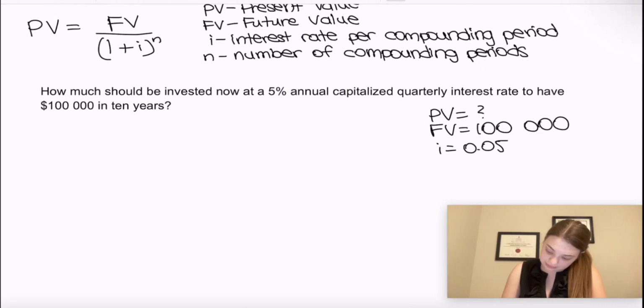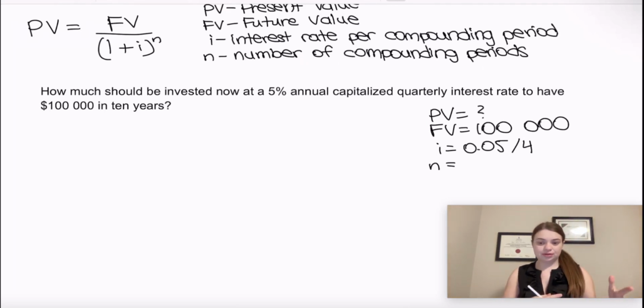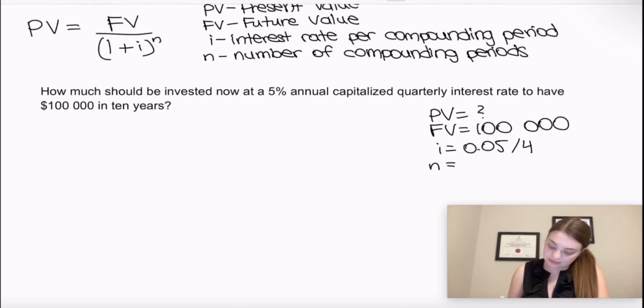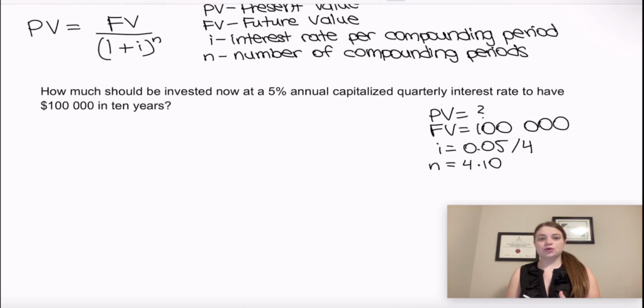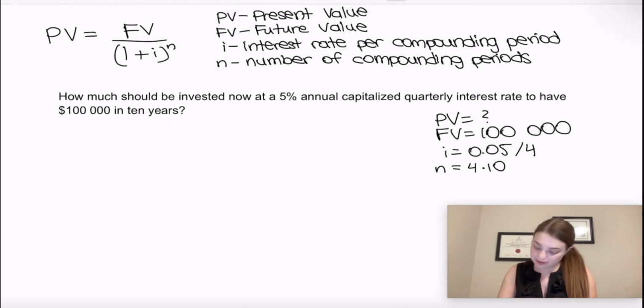And the number of compounding periods. Well, this is capitalized quarterly, so for the annual interest rate, we need to divide it by 4 because there are 4 quarters in a year. A quarter happens every 3 months, or 4 times a year. So the number of compounding periods overall is going to be equal to 4 times 10, because we want to know how much there is in 10 years. Over the course of 10 years, there are going to be 40 compounding periods, since 4 will occur every year. Okay, now I'm going to put this into this equation.